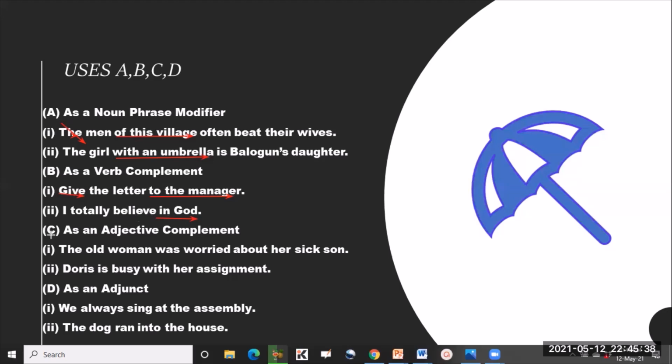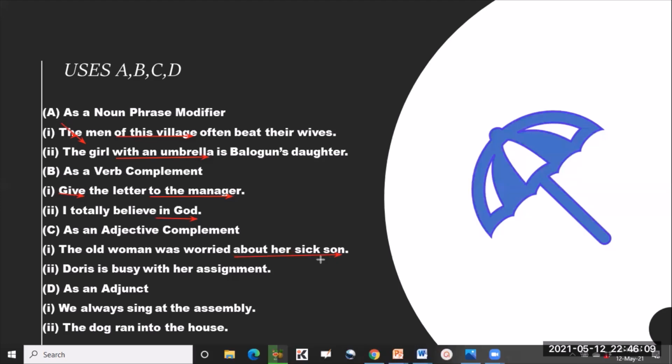Now let's look at the next use of a prepositional phrase, which is, see, it is used as an adjective complement. In this case, it completes the meaning of an adjective. Let's take the first example. Example 1 here is, the old woman was worried about her sick son. The prepositional phrase is about her sick son. That's the prepositional phrase here.